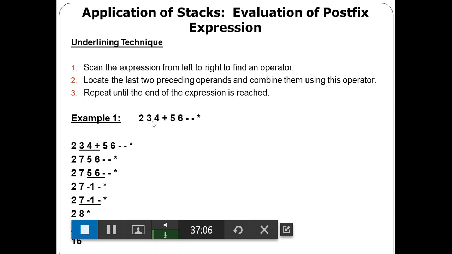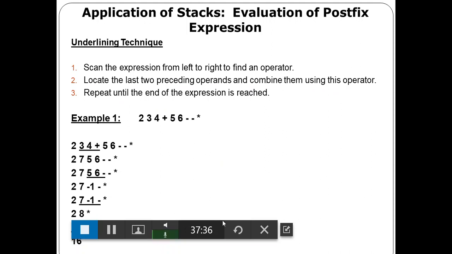Okay, and see, we started from here, let us say 2, and move on to 3. Is 2 an operator? No. Is 3 an operator? No. Is 4 an operator? No. Plus is an operator. Now if you find an operator, what do you have to do? Move on to the second step. What is that? Locate the last 2 preceding operands and combine them using this operator.